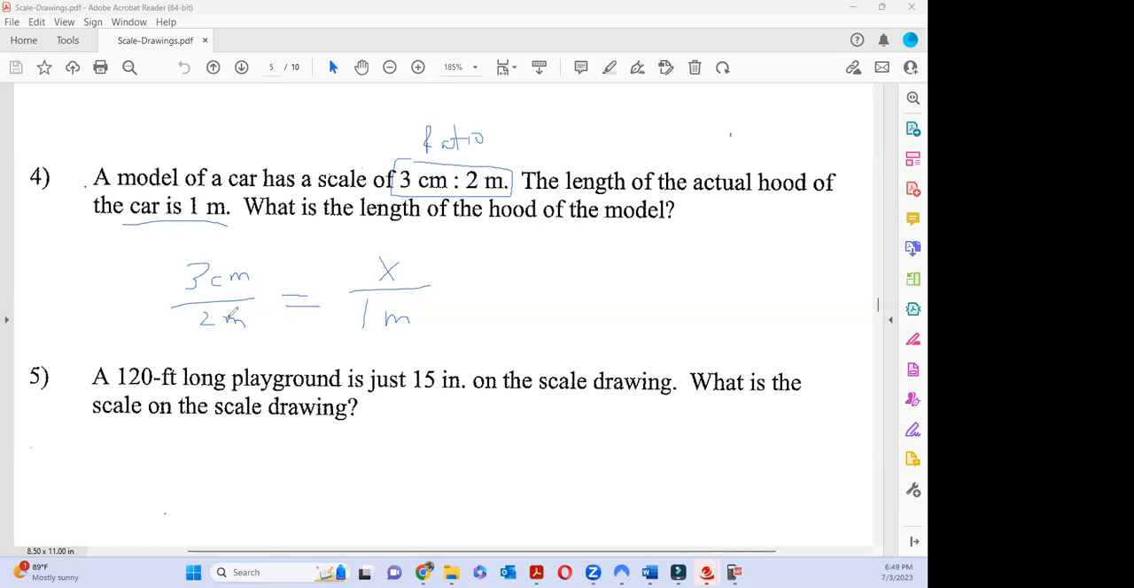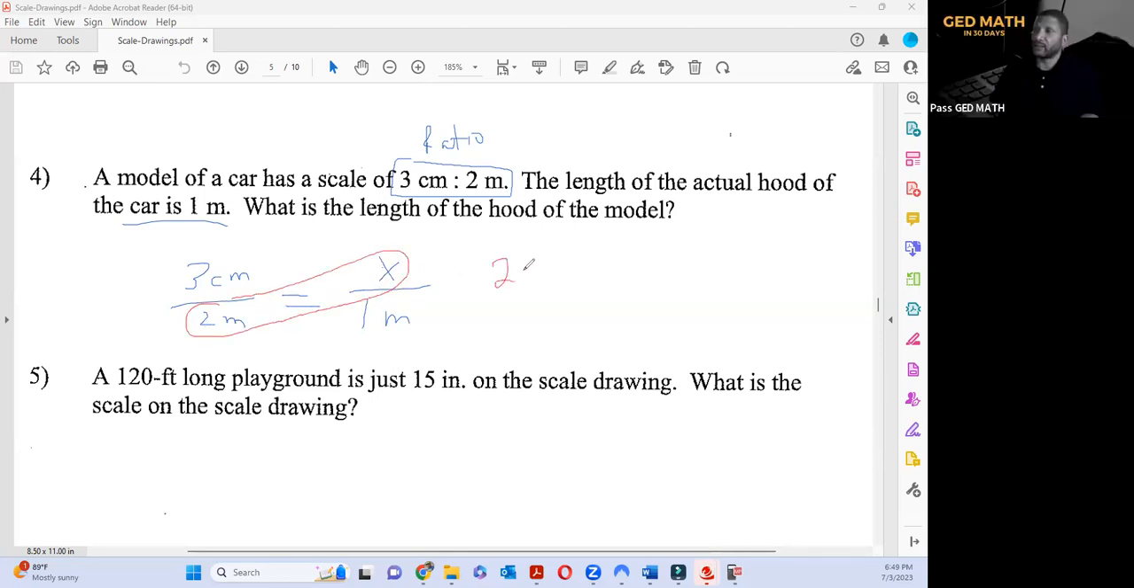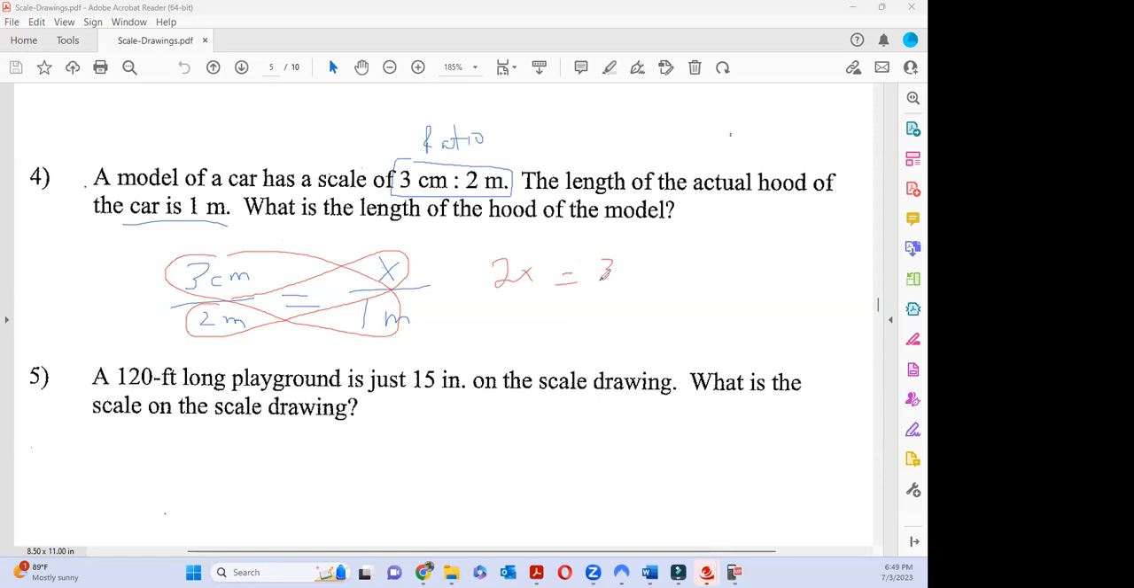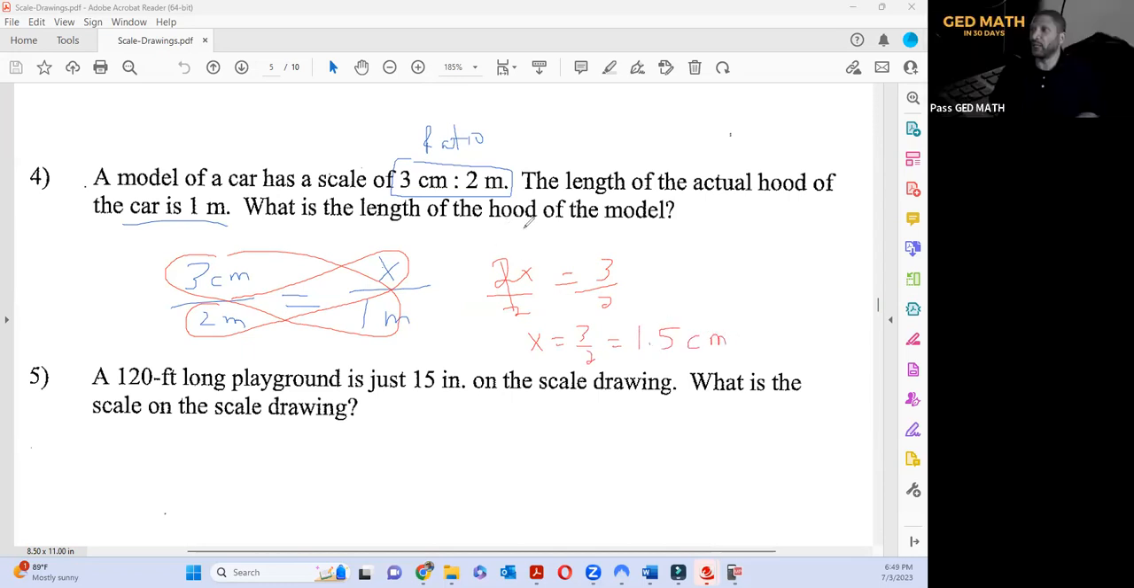We cross multiply. What's 2 times x? Equal. What's 3 times 1? 3. In order to get x by itself, what do we need to do? Divide by 2. The 2's cancel. x equals 3/2 or 1.5 centimeters, because they want to know the length of the hood of the model.